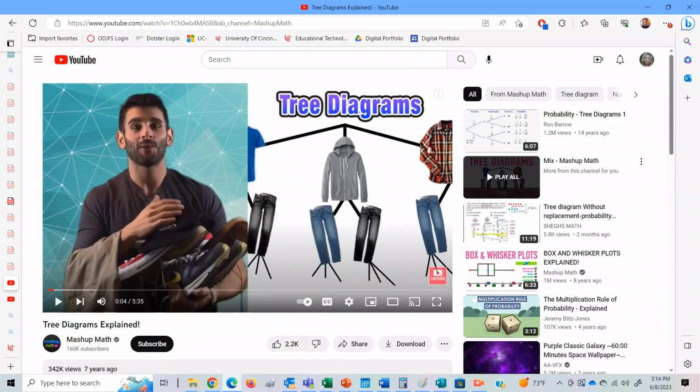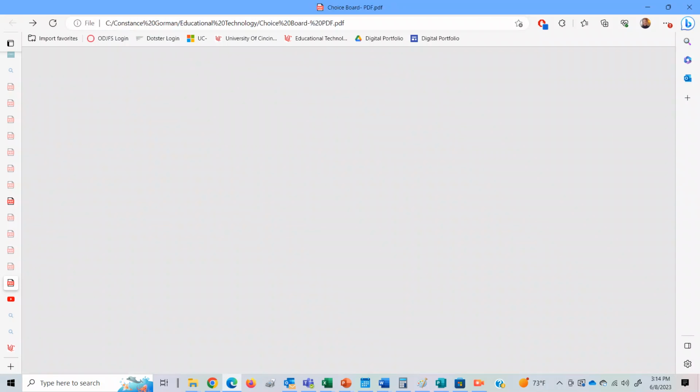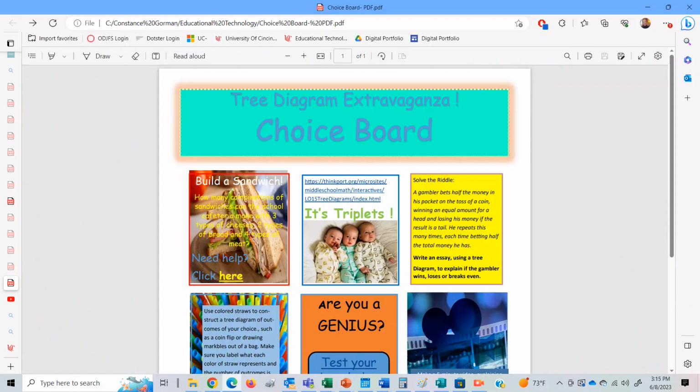So this video gives an example of a similar situation, except you have a choice of shirts, a choice of pants, and a choice of shoes. So if they watch the video and how the gentleman draws the tree diagram, then they should be able to apply that information to this new situation of building a sandwich.